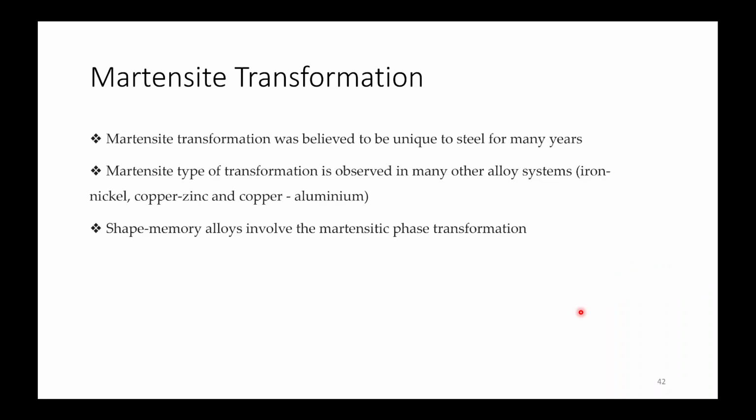Now, the martensite transformation was firstly believed to be unique to steels only for many years. Then this athermal type of transformation was observed in many other alloy systems such as the iron nickel system, copper zinc system, copper aluminum system, and in case of shape memory alloys as well. These also involve martensitic phase transformation.